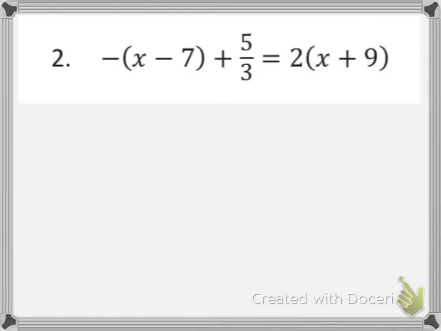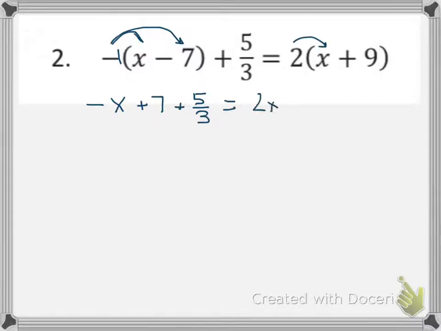All right? Number 2. Same idea. Simplify both expressions as much as possible. Get the variables on one side. Isolate the variable. So distributive property. Remember, this is a negative 1. Negative 1 times x is a negative x. And a negative 1 times negative 7 is a positive 7. Plus 5/3. Okay, and that's equal to distributive property again. 2 times x is 2x, and then 2 times 9 is a positive 18.